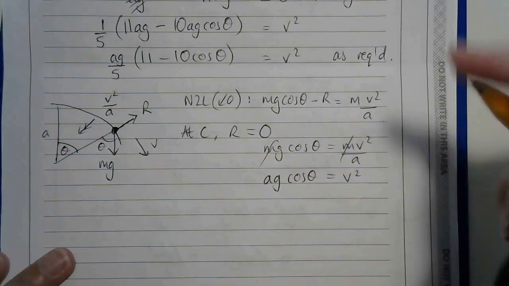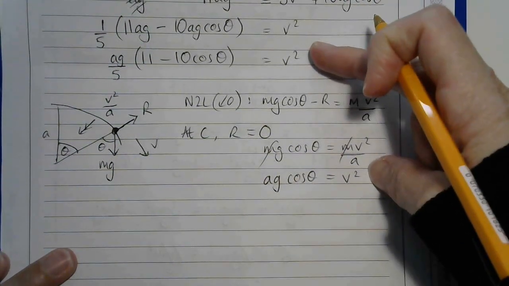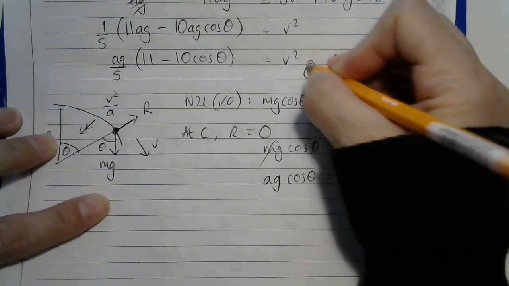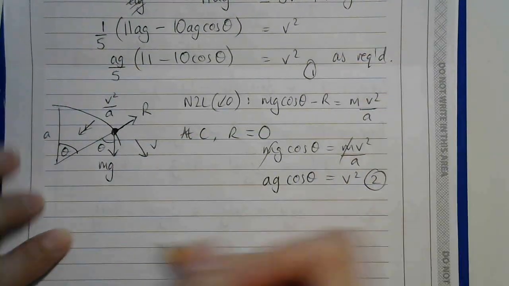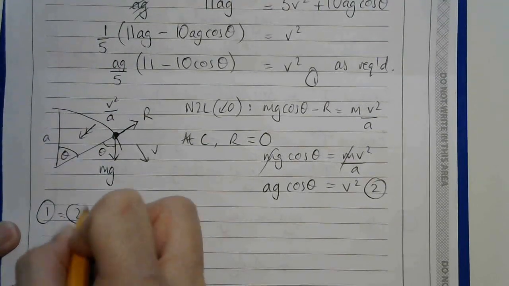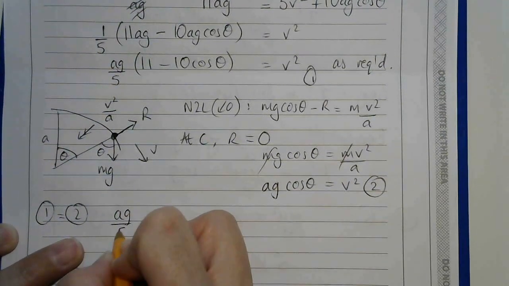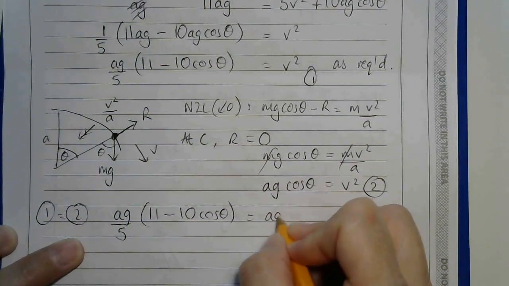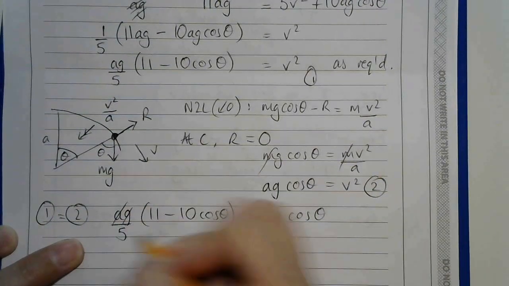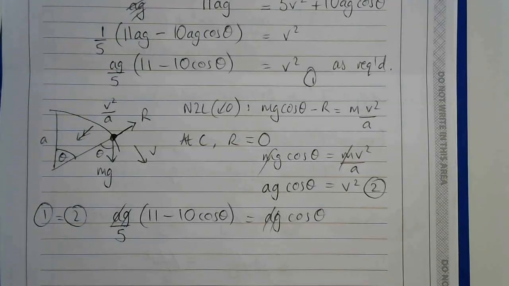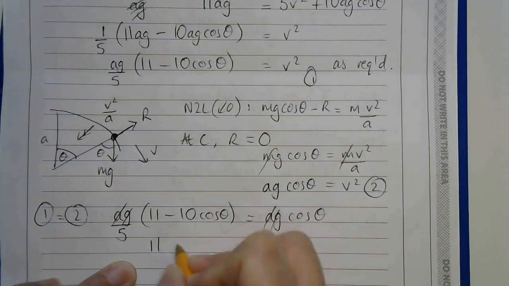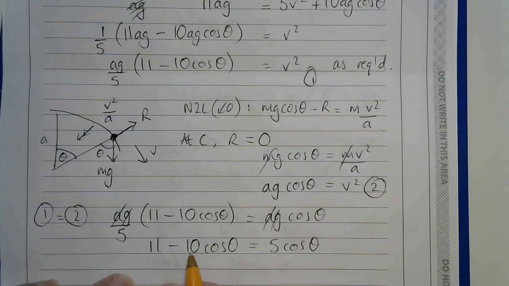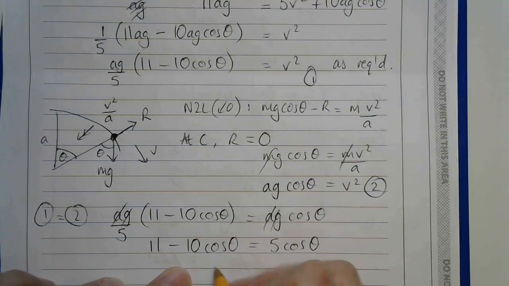So now I can put this together and this together to be able to work out what theta is. So I'll call this 1, I'll call this 2, and so I'm saying 1 equals 2. So I end up with ag over 5 times 11 minus 10 cos theta equals this thing. I can divide both sides by ag, multiply both sides by 5, and then add 10 cos theta to both sides.